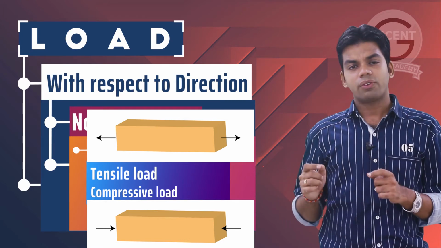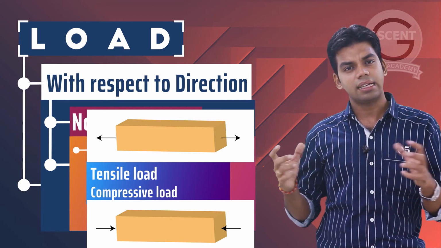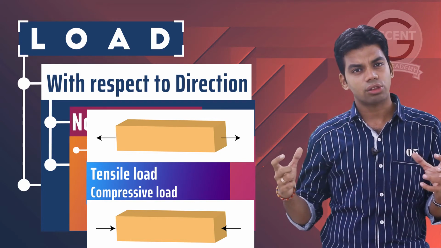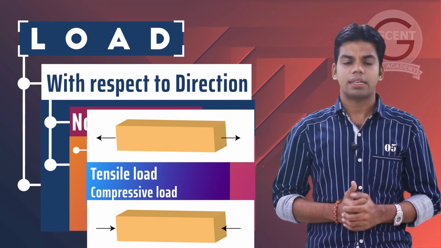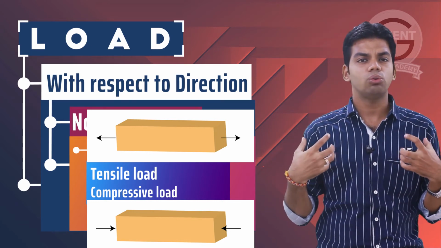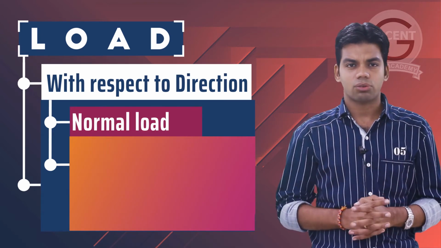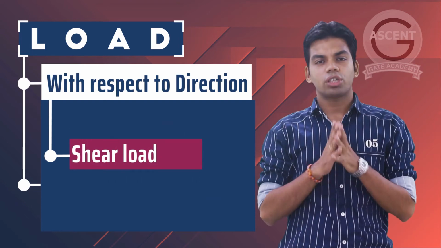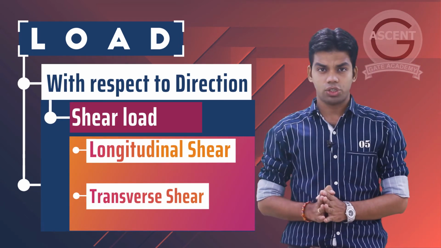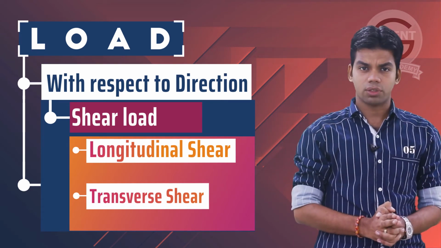Okay, now if that particular load which is acting along the axis is trying to increase the length of the body, it is stretching the body, then you can call it as tensile load. And if that particular axial load is trying to decrease the length of the body, it is trying to compress the body, then it is known as the compressive load. Now the shear load can be further classified into longitudinal shear and transverse shear.